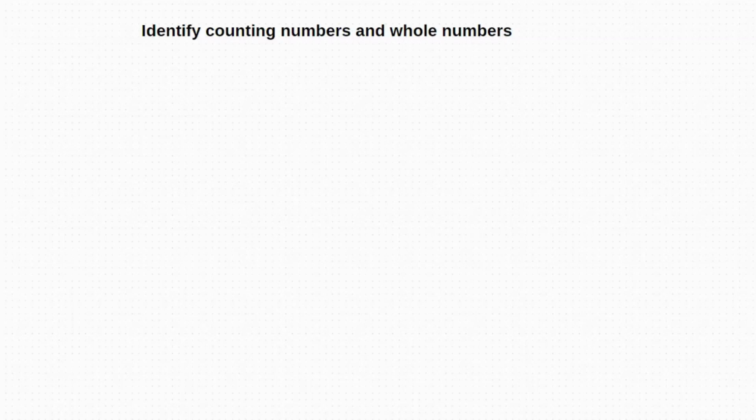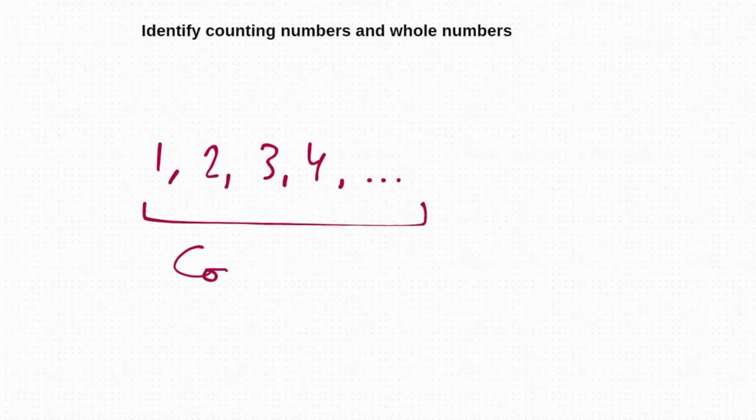Algebra uses numbers and symbols to represent words and ideas. The most basic numbers used in algebra are those we use to count objects: 1, 2, 3, 4, and so on. These are called the counting numbers. So you call these counting numbers.